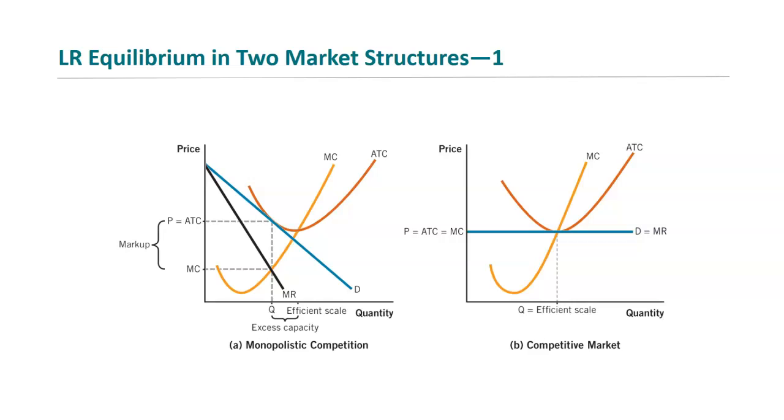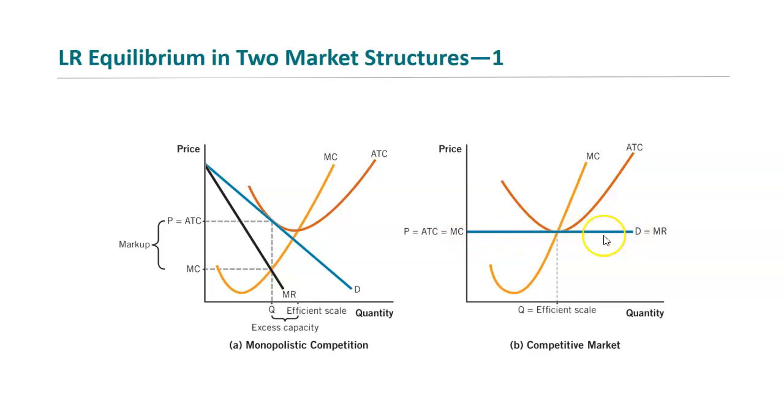So one of the differences in the long run is that in monopolistic competition, there's what we call a markup. So there's a space between marginal cost and price. You've marked up the price of your product higher than what it costs you to produce, right? Unlike in competitive markets, we have a more efficient outcome where the price is equal to marginal cost.